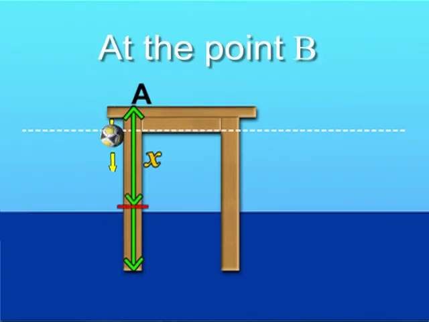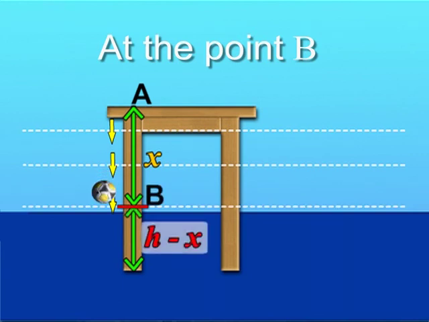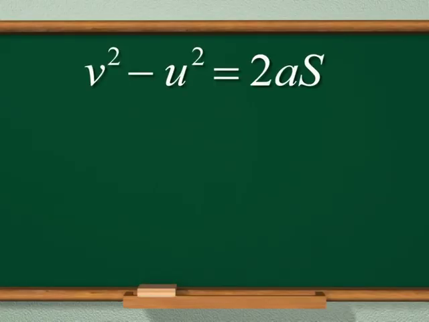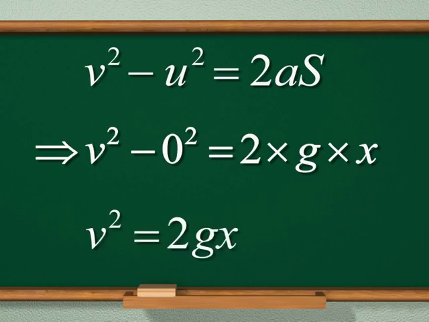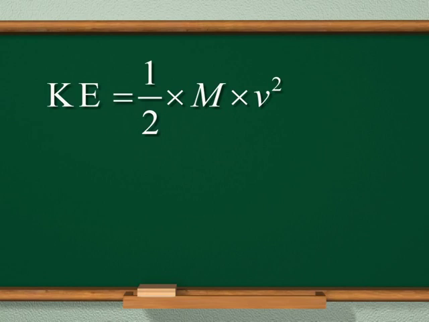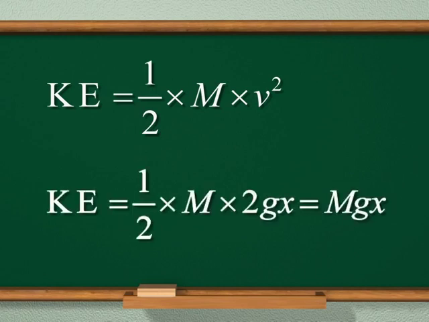Since the body reaches the point B from rest with the velocity v, it has covered the distance x units from above. As the velocity-displacement relation is v squared minus u squared equals 2as, this implies v squared minus 0 squared equals 2 into g into x. On simplification, we get v squared equals 2gx. Since the kinetic energy of the body is 1 by 2 into m into v squared, we have kinetic energy equals 1 by 2 into m into 2gx, which is equal to mgx.